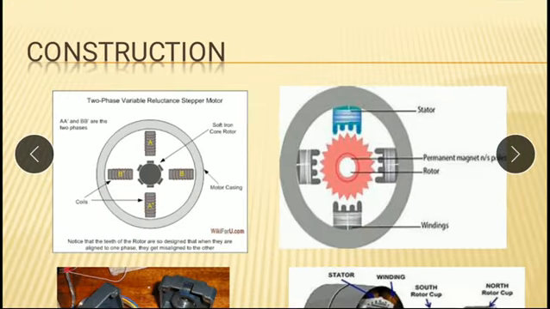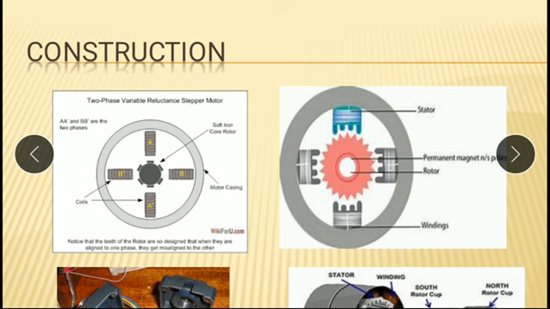It has a stator. The stator has two phases, that is A phase and B phase. Each phase has two poles. A dash represents two poles, and B dash represents north pole and south pole. So totally it has four poles and two phases. The rotor doesn't have any windings in all the types of stepper motor. In a variable reluctance stepper motor, its rotor has soft iron core material.